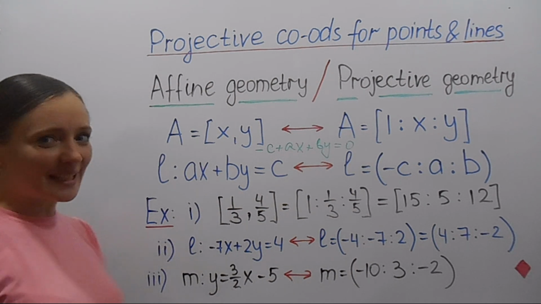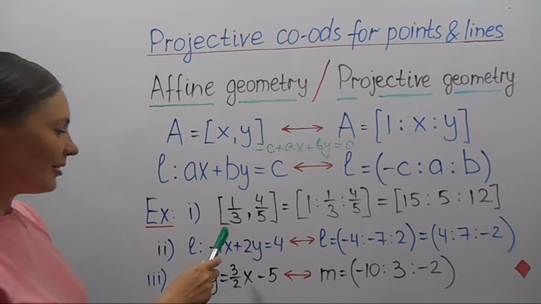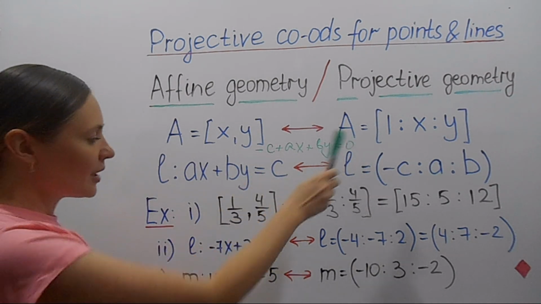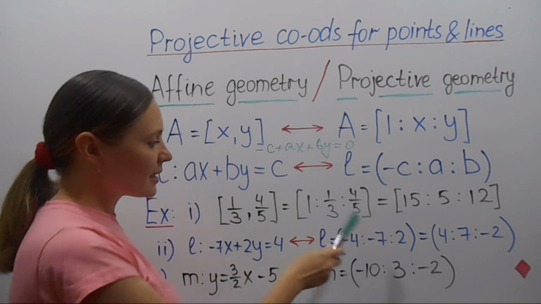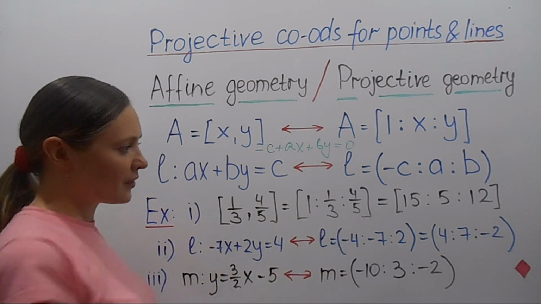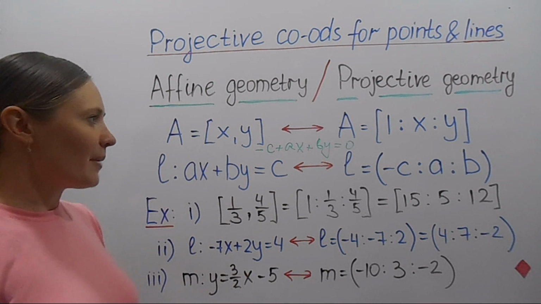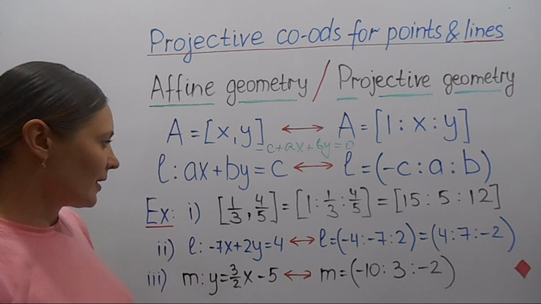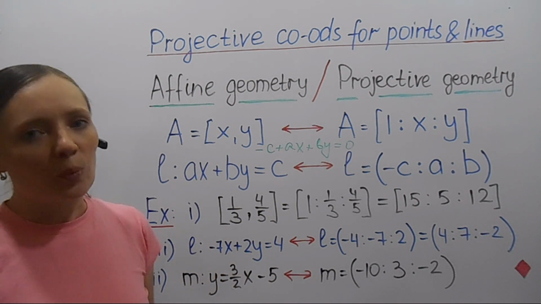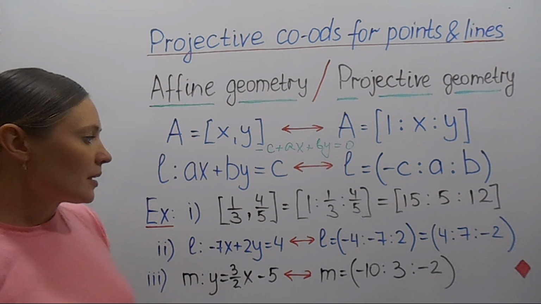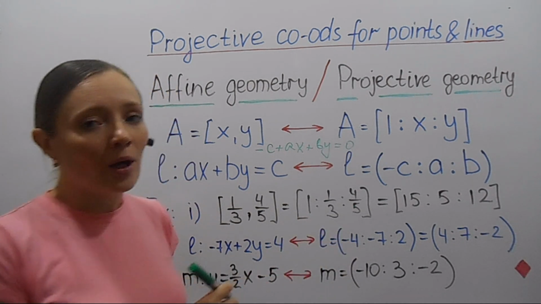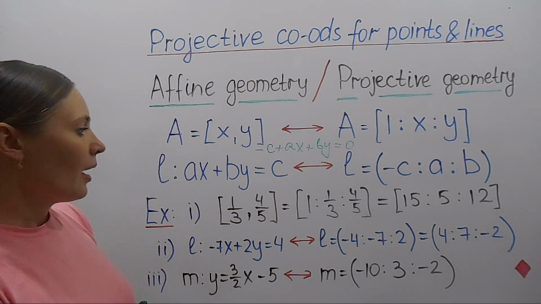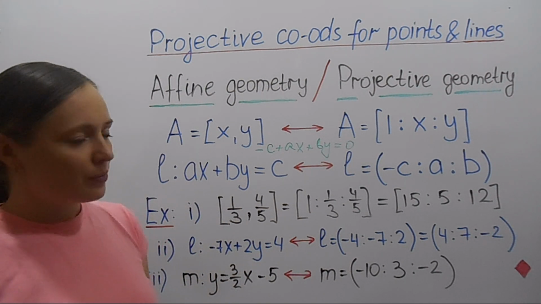Okay, let's give an example. This is a classical affine point, (1/3, 4/5). According to this, we can rewrite it in projective coordinates as [1 to 1/3 to 4/5]. We have made an agreement that these things are equal to each other. This is a convention that we are adopting. But now, because this is a proportion, we are allowed to multiply the numbers here by anything that we want, and the proportion is not going to change.